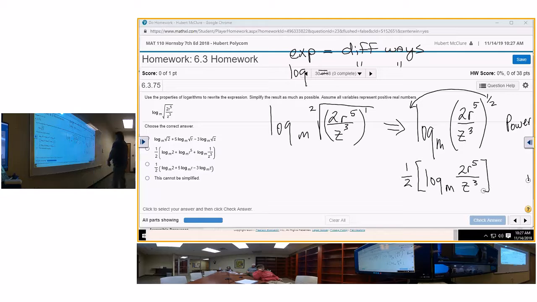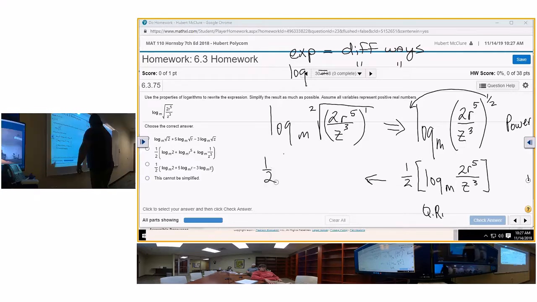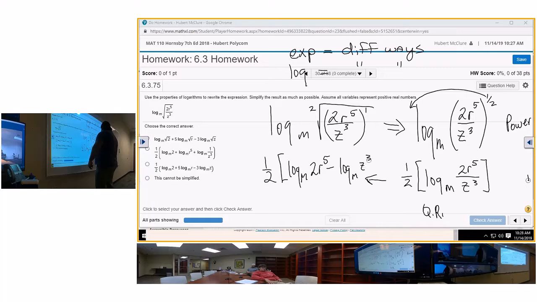Now what? What does the division symbol mean? Close. Quotient rule. So now I'm going to use the quotient rule, and I'm going to get 1/2 brackets log base m of 2r to the fifth minus log base m of z to the third.